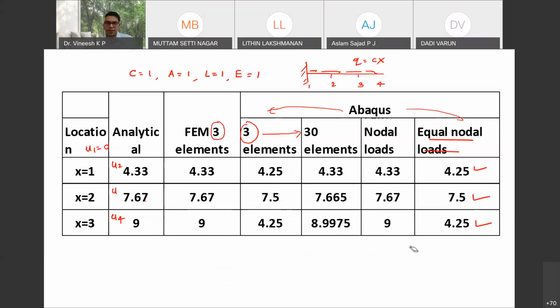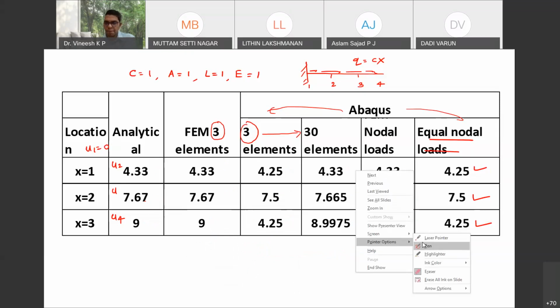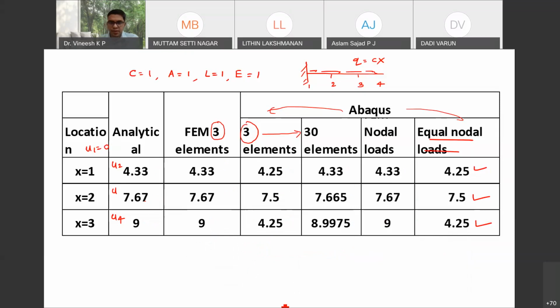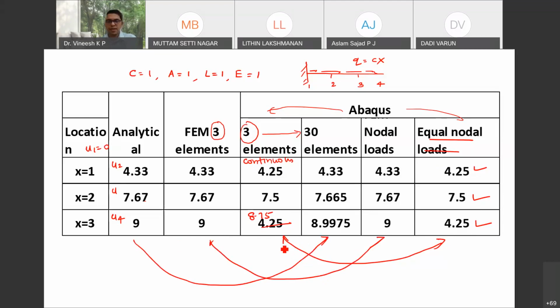Now you look at in Abacus. So this is 8.75. This is with continuous loading. And this is with equal load. You see these two results are matching now. Okay, so when you apply the nodal loads, you see this is matching. And when you increase number of elements to 30, the results are coming closer to here.